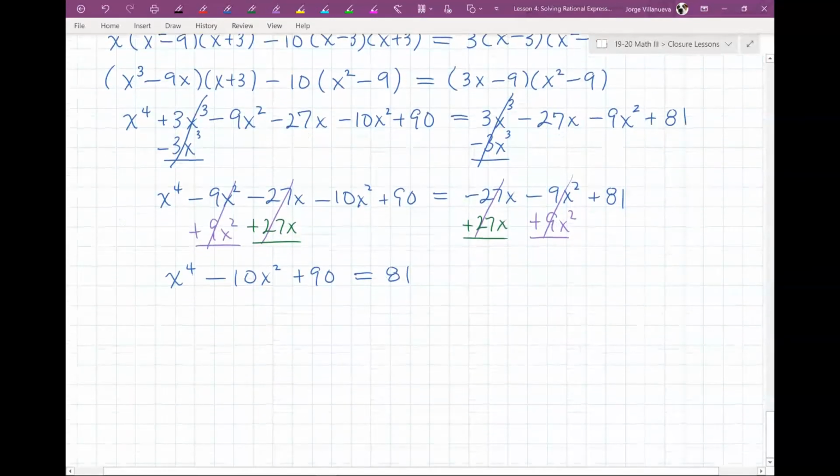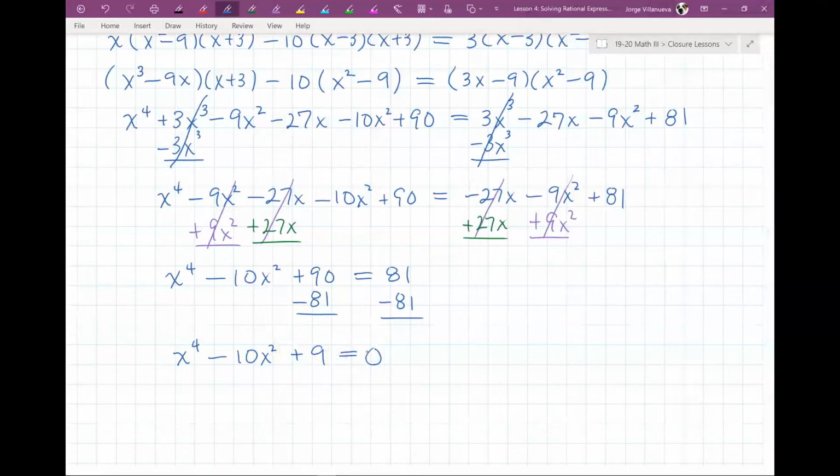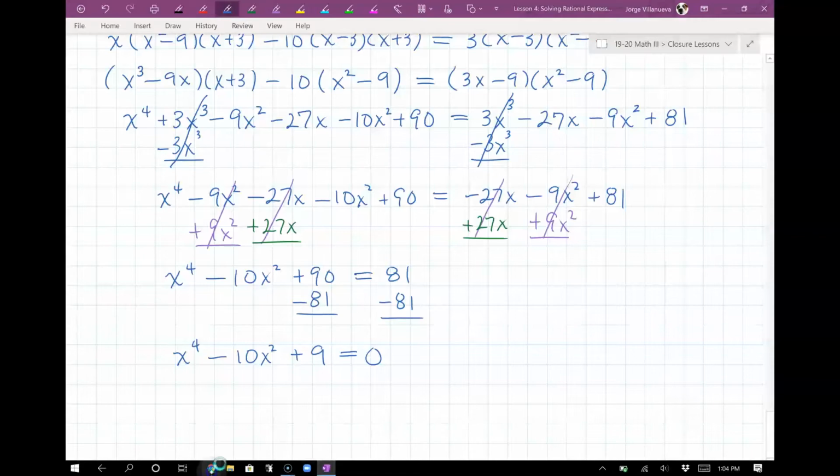Okay? Now, I'm going to subtract 81. So this becomes x to the fourth minus 10x squared plus 9 equals 0. Now, there is a way for you to factor this, but that's going to mean that I'm going to have to go into a lot more teaching of a different subject. So this is what I'm going to do. I'm going to tell you to go to Desmos, and we're going to type this in.